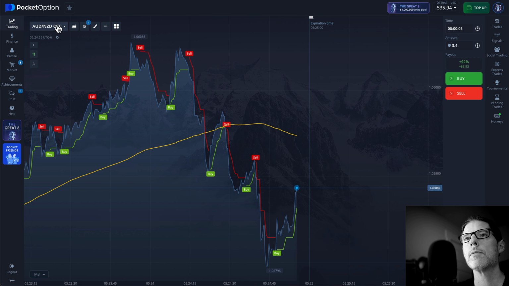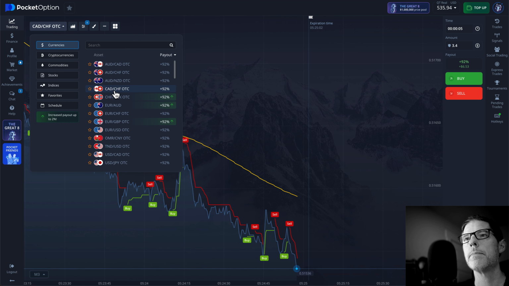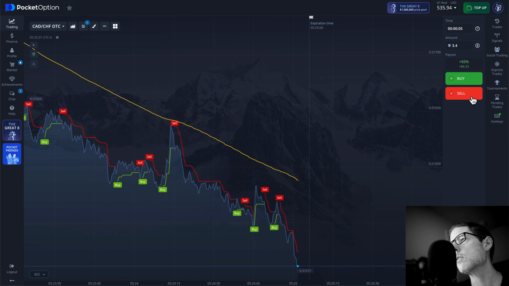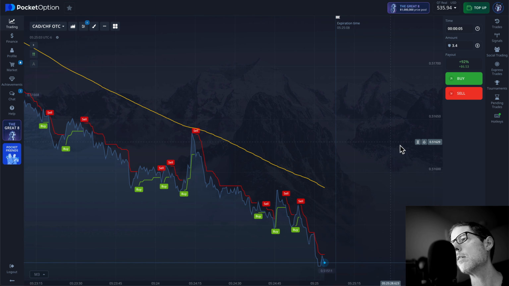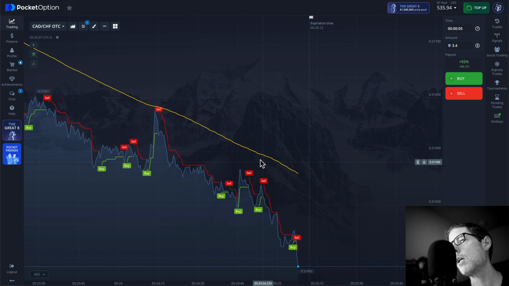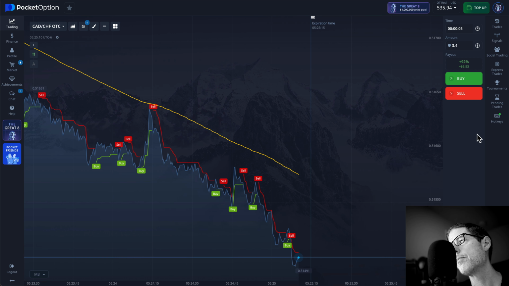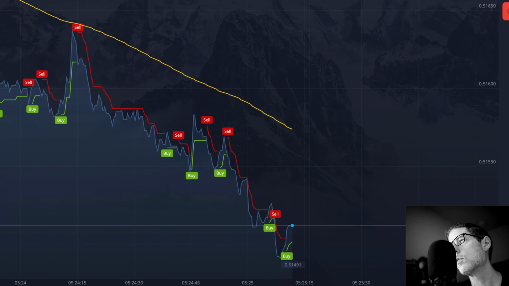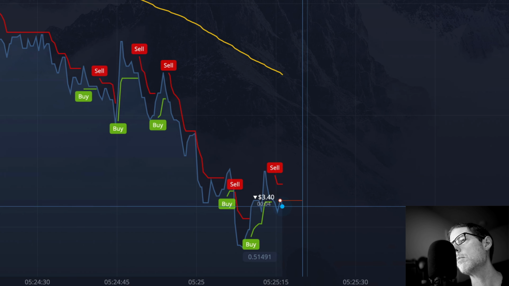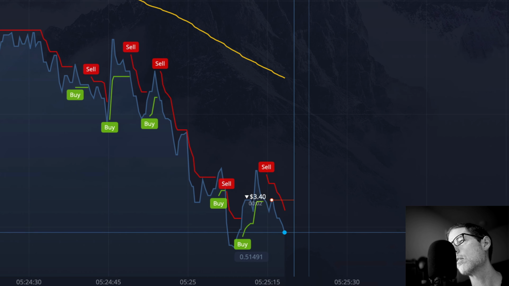Looks good. Let's find a chart with a good trend here. Oh, here we go. This is interesting. Kind of going down here. Look at that simple moving average, guys. It's just going down. This yellow line here. But this chart moves extremely fast.